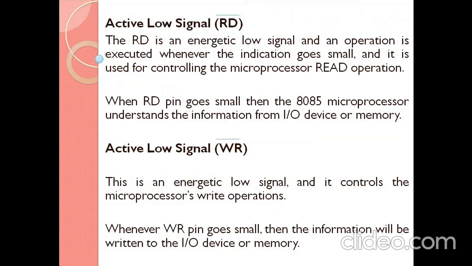What is meant by RD? RD means read. If you give a low signal, it will do the read operation. WR means write operation. What is meant by write? From the microprocessor, the data is stored in the memory.